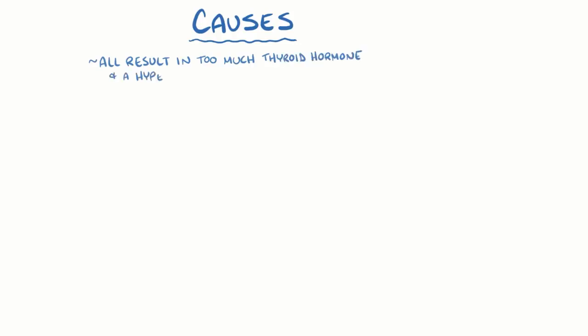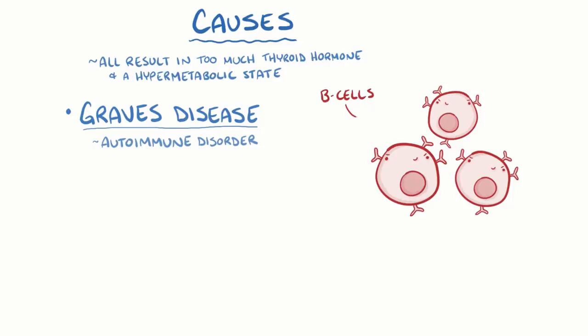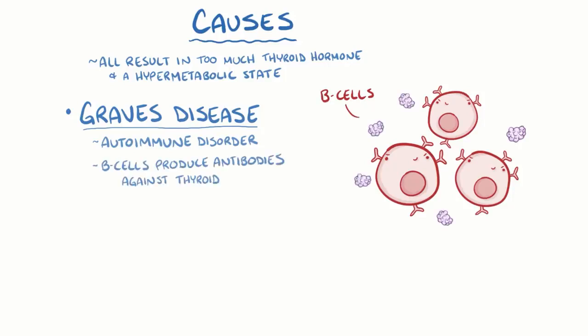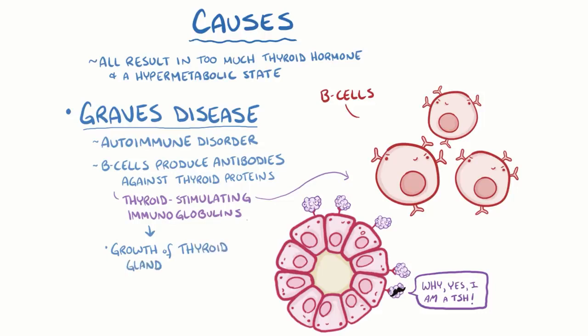Now, hyperthyroidism can happen a few different ways. All of them result in too much thyroid hormone in a hypermetabolic state, where cellular reactions are happening faster than normal. The most common primary cause is Graves' disease, an autoimmune disorder where B cells produce antibodies against several thyroid proteins. These autoantibodies include thyroid-stimulating immunoglobulins, which bind to the TSH receptor on the follicular cells and imitate TSH. This results in growth of the thyroid glands and stimulates the follicular cells to produce excess thyroid hormone.